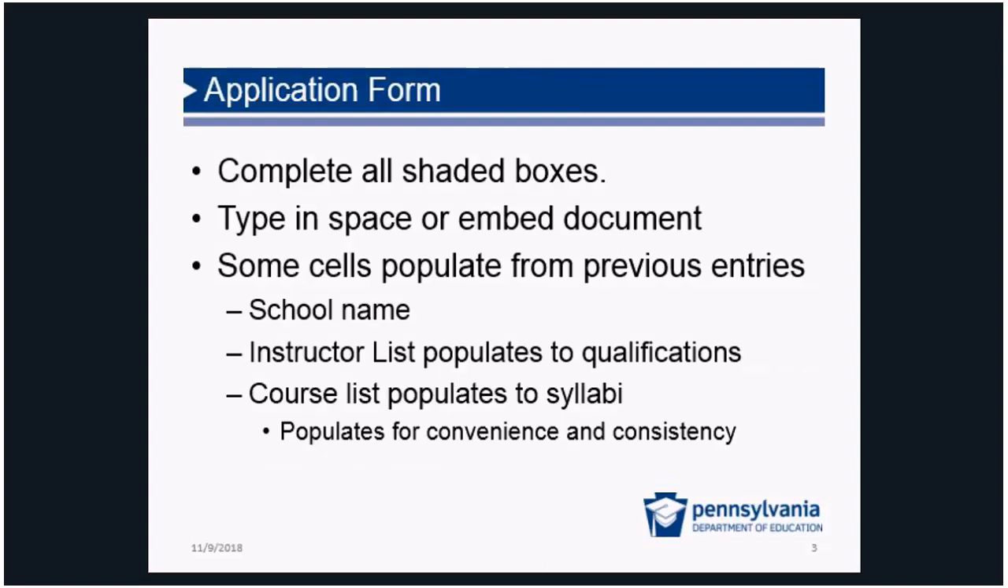Some of the cells populate into subsequent cells. So you will enter your school name only once and it will populate throughout the application. The same with your instructor names and your course names. If you want to change your school name or your instructor names or your course names, you need to go back to the original place where you entered the information. It cannot be changed in subsequent places in the application.